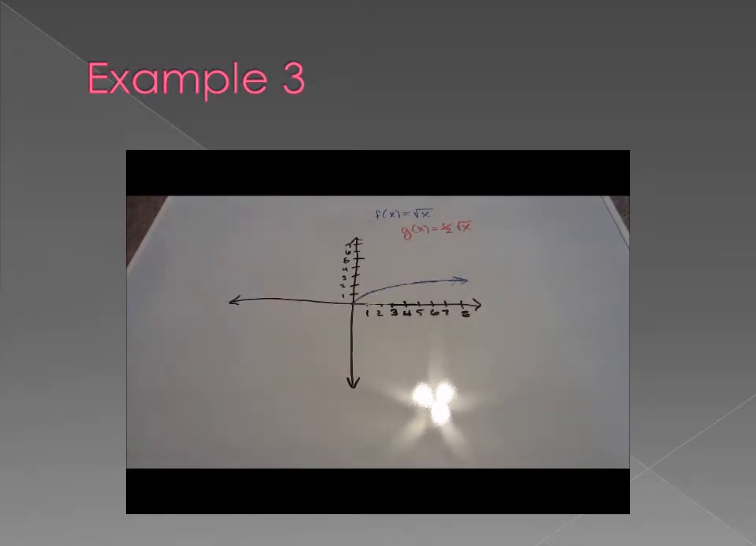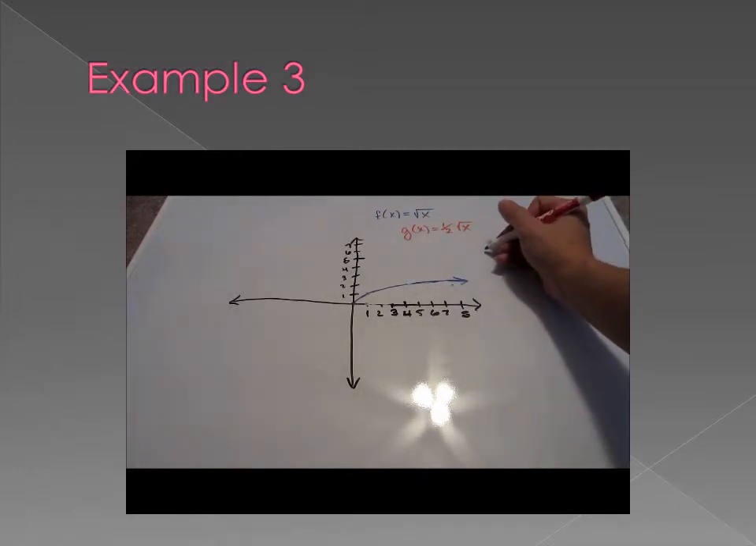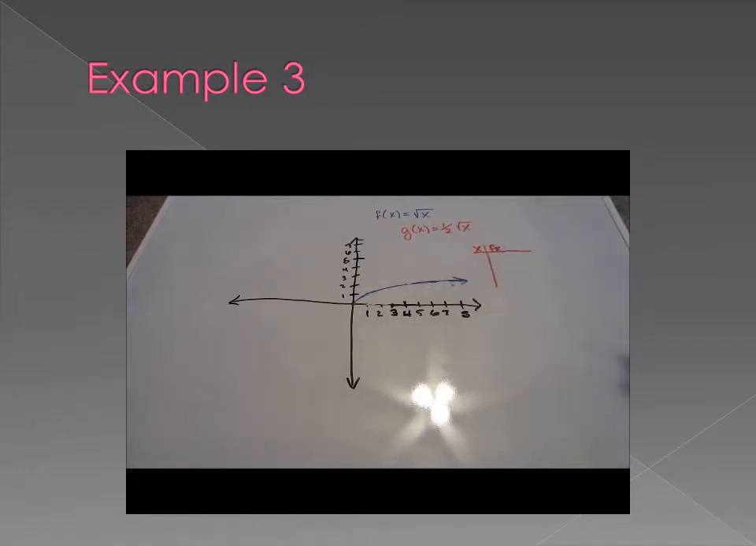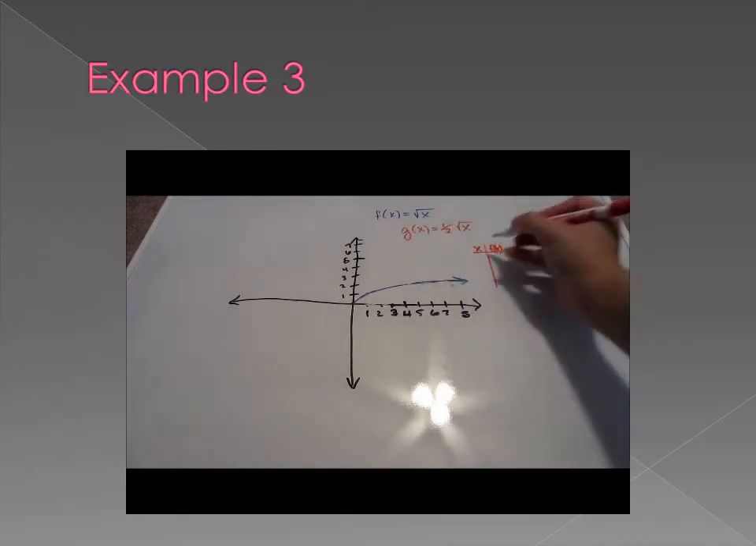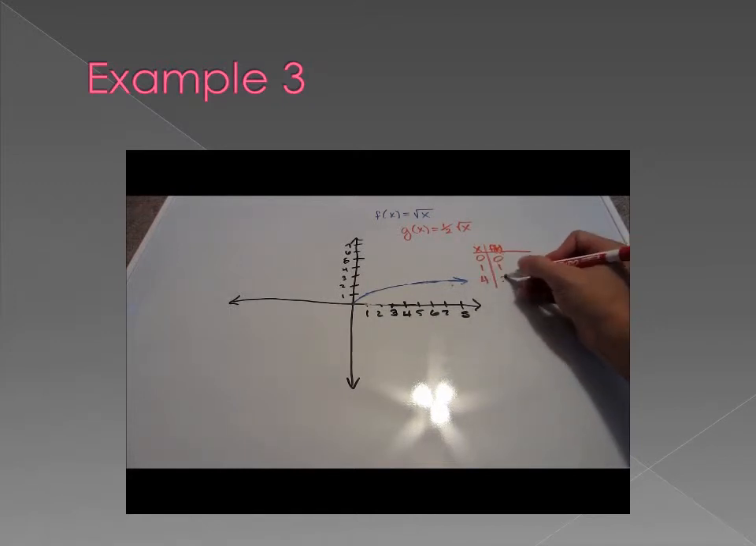For this translation, we have a factor in front of the square root of x. So we have to multiply all of the y-values by 1/2. What we're going to do is make a table of all the points that we've plotted here. So the original one, f of x, has the points 0, 0, 1, 1, and 4, 2.